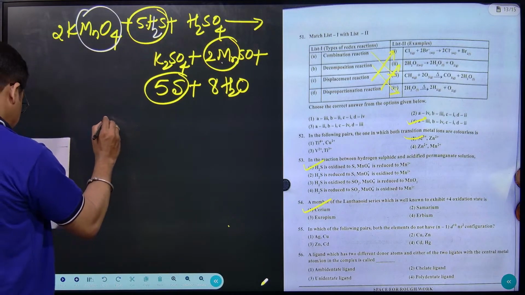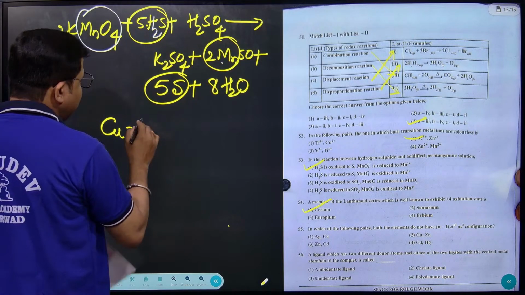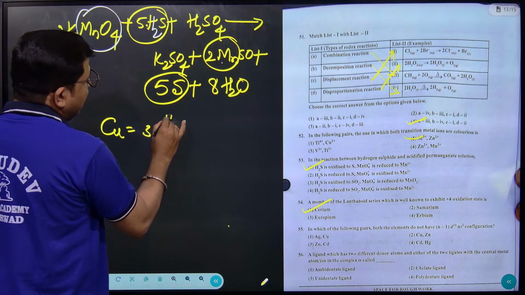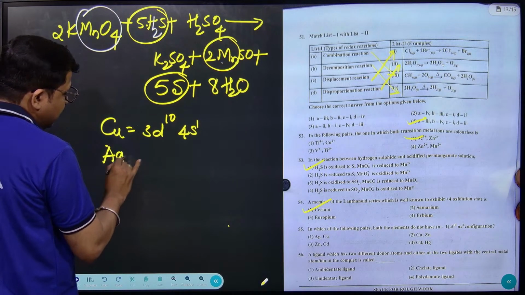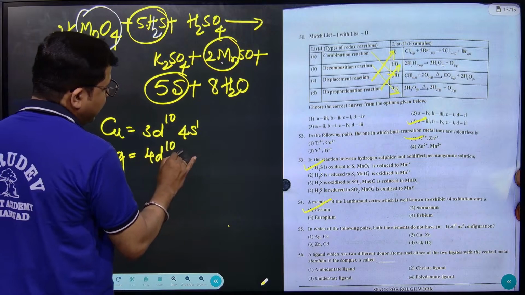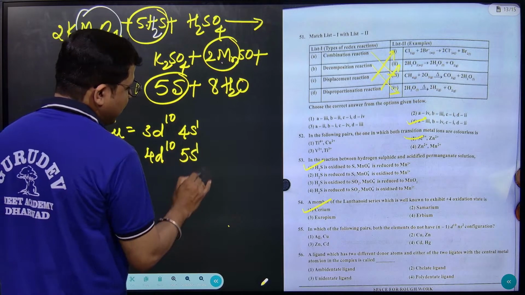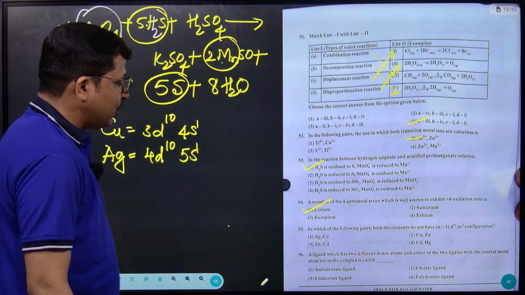Ag and Cu. Look here, the electronic configuration of Cu is 3d10 4s1, and that of silver is 4d10 5s1. Hence these two do not show the above electronic configuration.